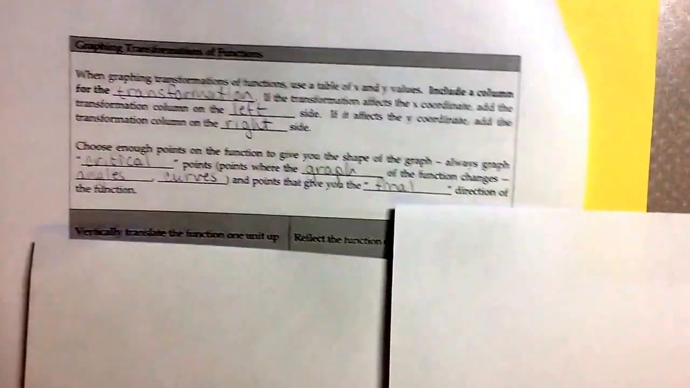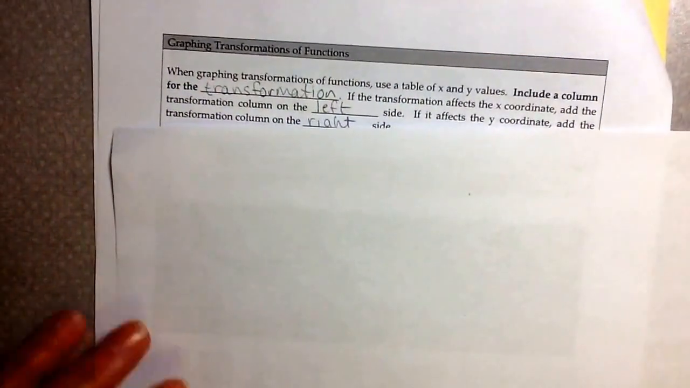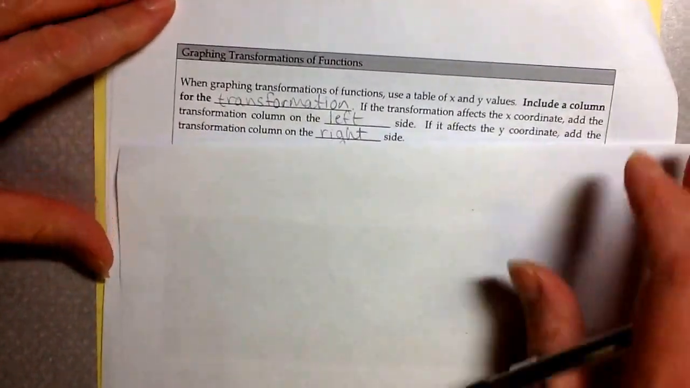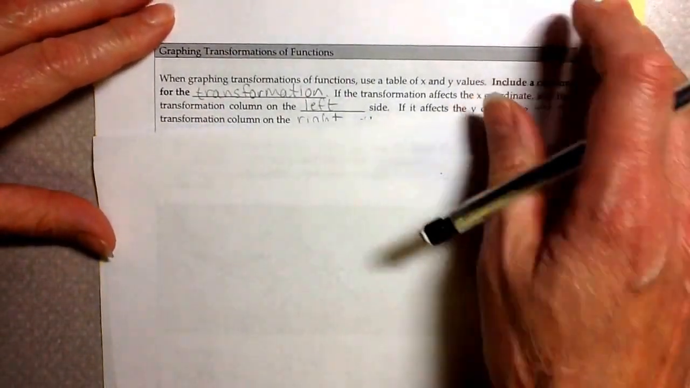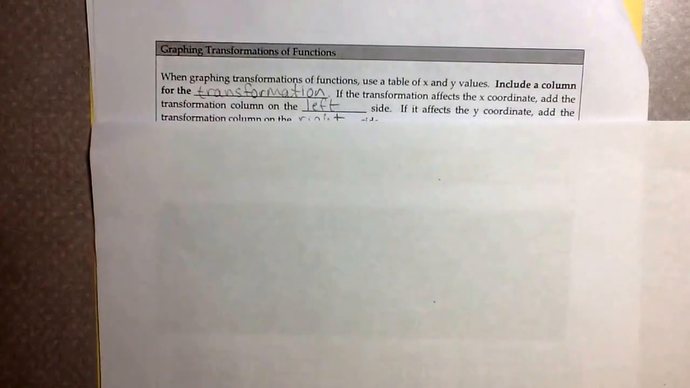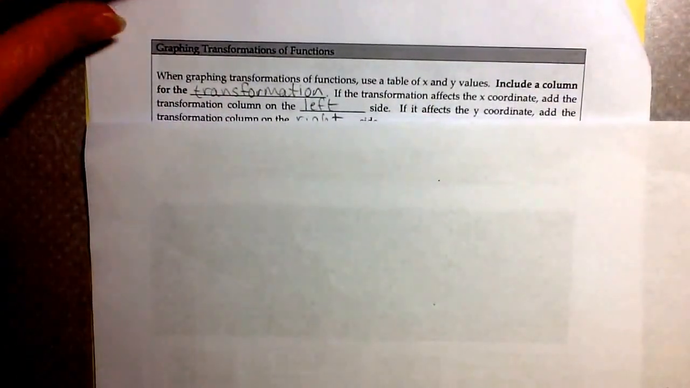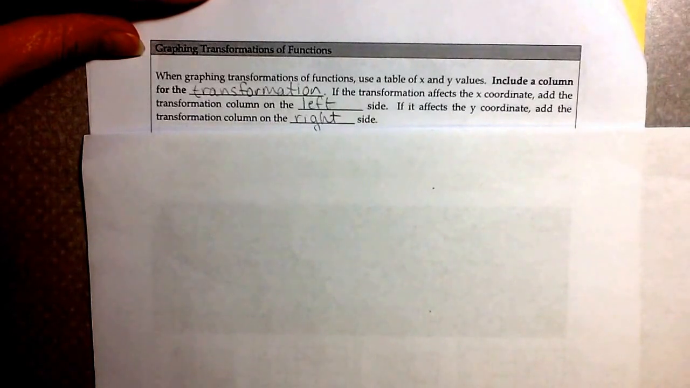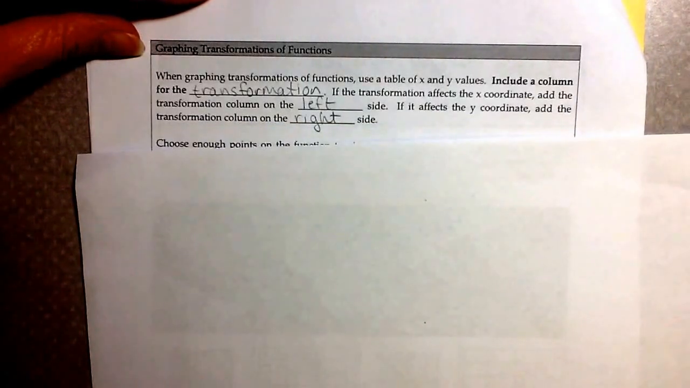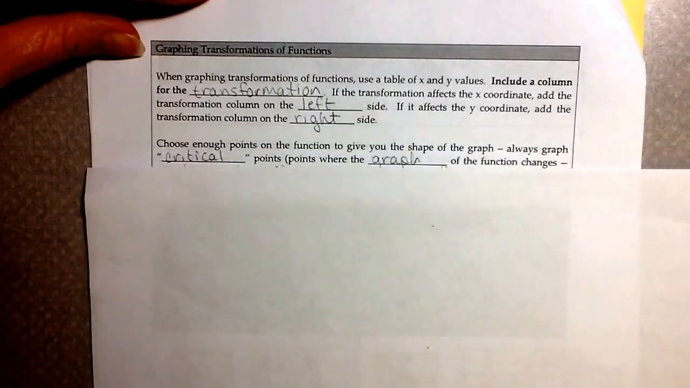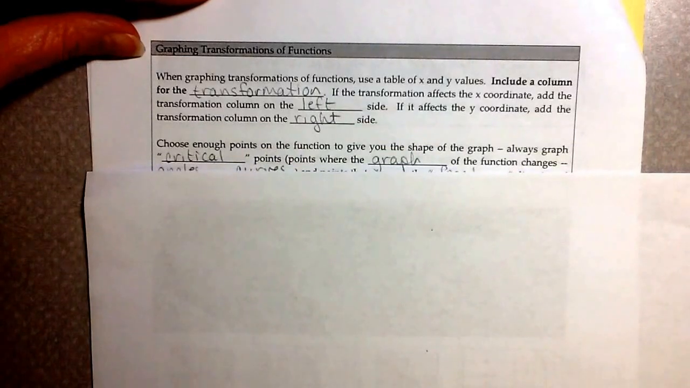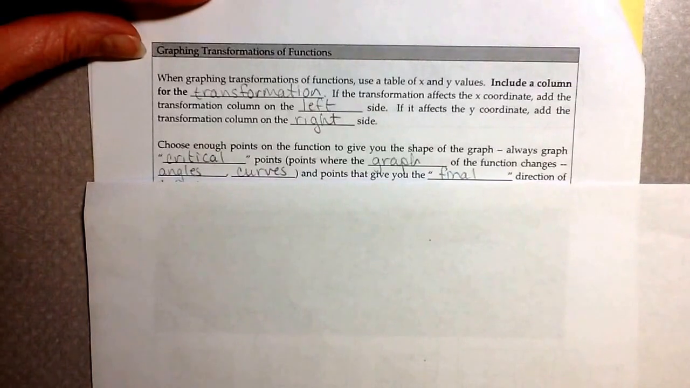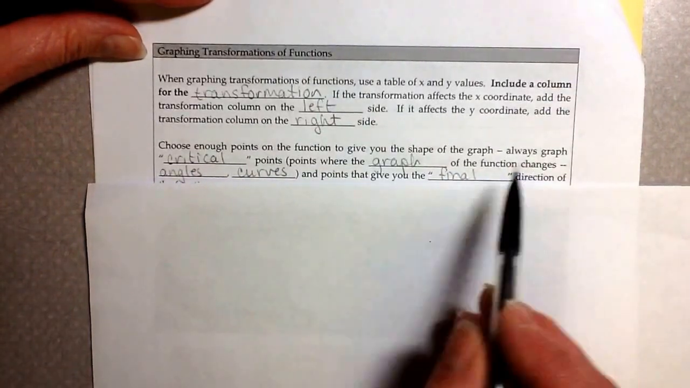All right, if we're graphing transformations of functions, you use a table of x and y values. You include a column for the transformations. If the transformation affects the x-coordinate, add the transformation column to the left side. If it affects the y-coordinate, add the transformation column to the right side. You want to choose enough points on the function to give you the shape of the graph, and always graph critical points. And that's where the graph of the function changes.